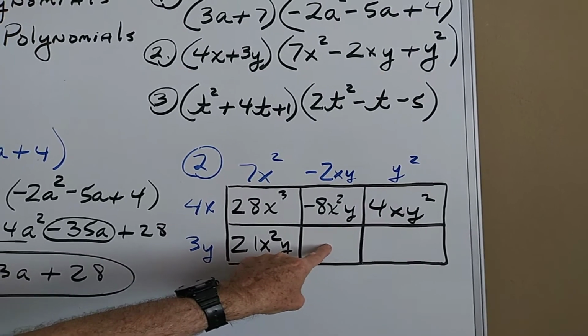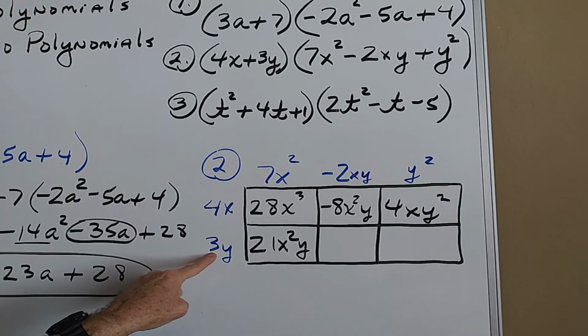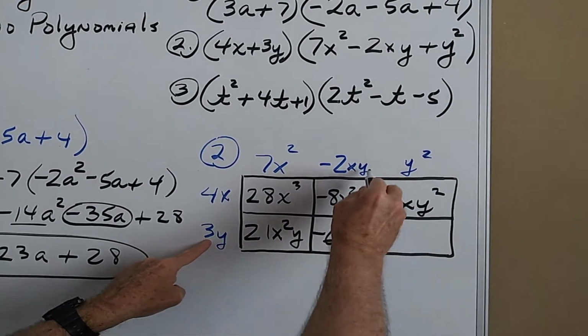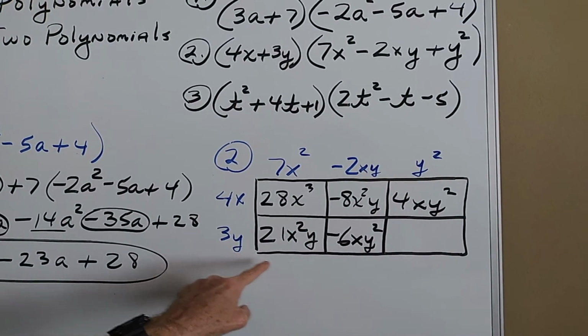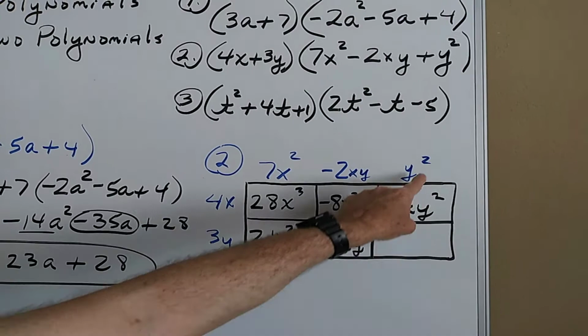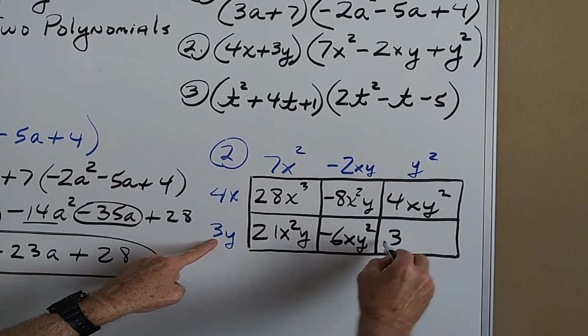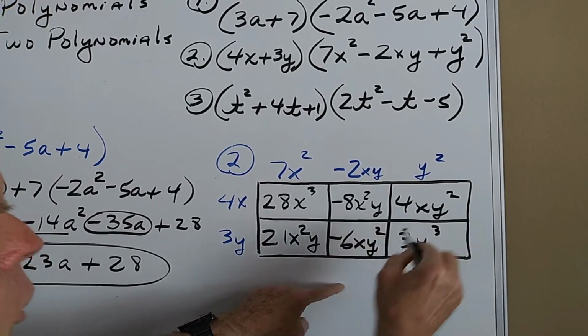Lower middle box, column title times its row, negative 6x, y to the 1 times another y to the 1, y squared. And then finally the last box, column by its row, positive 3, y to the 1, y to the 2, y cubed.